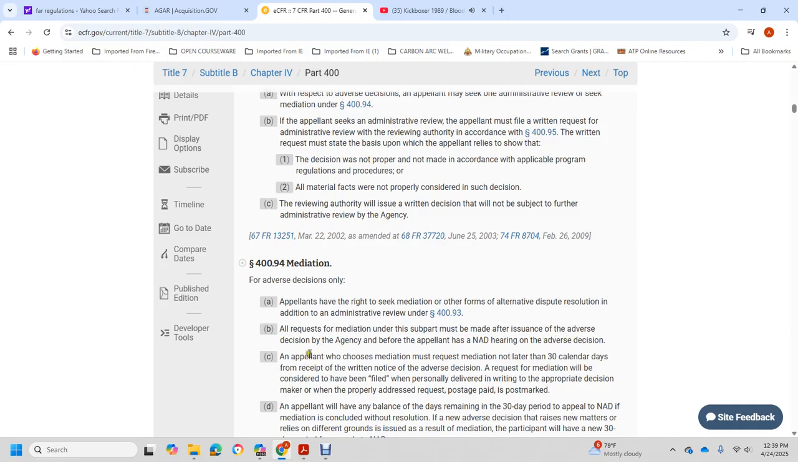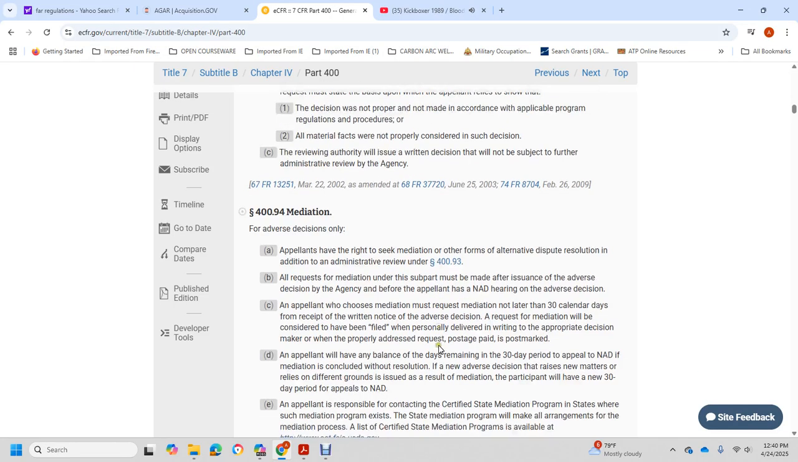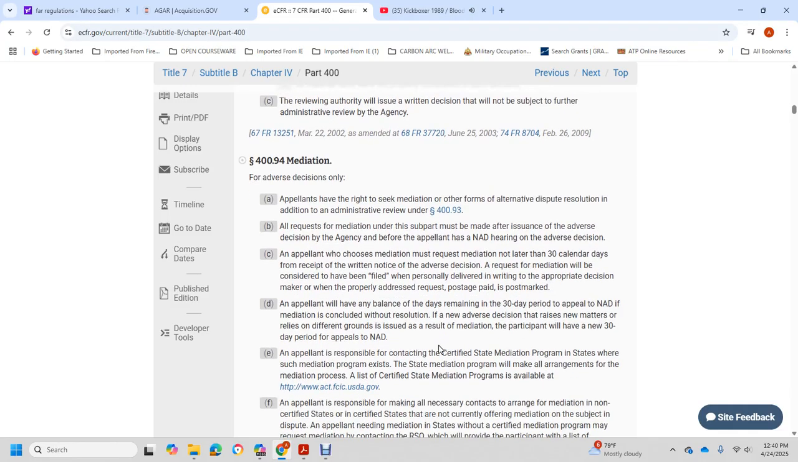Following the adverse decision, an appellant seeking mediation must request the mediation no later than 30 calendar days of receipt of the written adverse decision on the request for mediation, with the evidence considered. If personally delivered, the written request must be properly addressed with postage paid, with the postmark by the appellant within any of the remaining 30-day period, with the National Agricultural Department appeal if the mediation concluded without resolution.